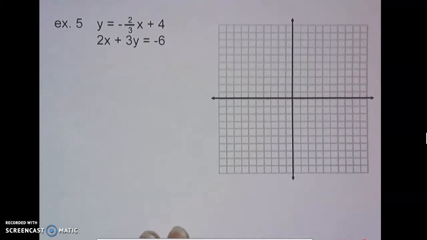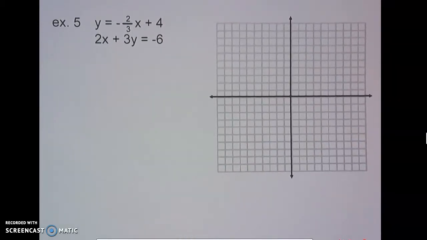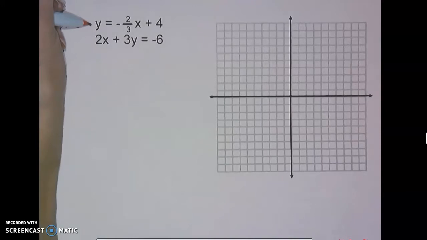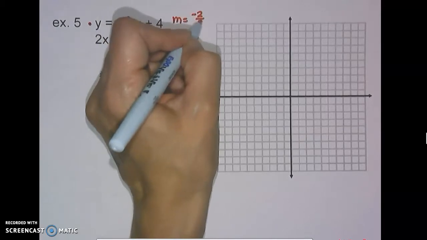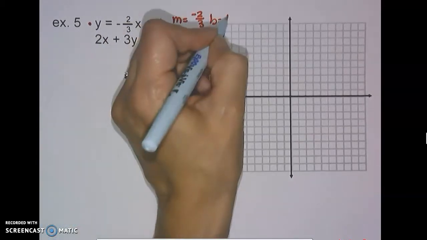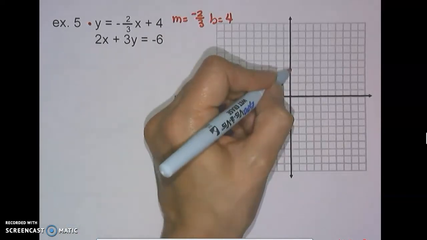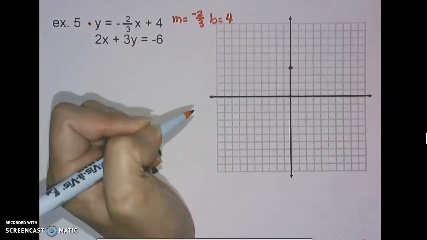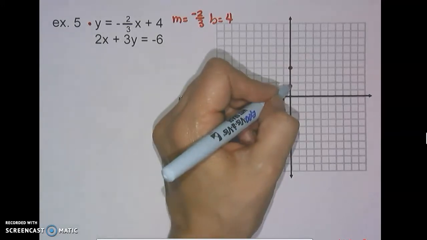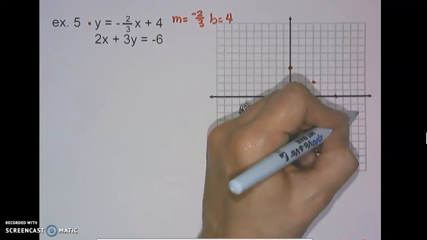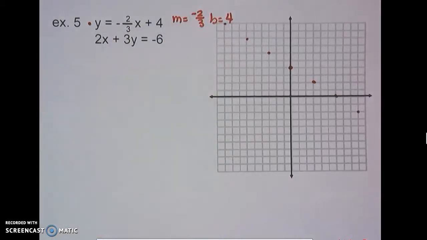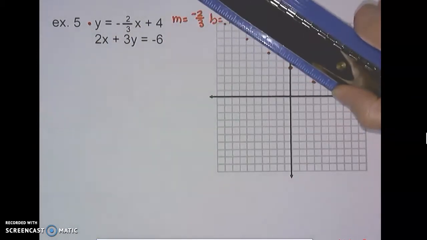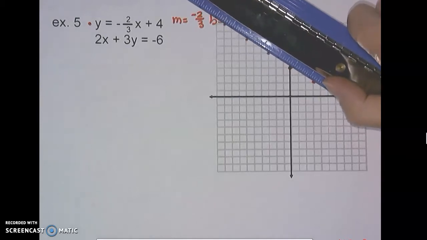Okay, here on this one we have y equals negative 2/3 x plus 4 and 2x plus 3y equals negative 6. The first equation in this case is ready to go. You can say m equals negative 2/3 and b equals a positive 4. We're going to begin with b. We're going to plot that y-intercept up at positive 4, and then our slope tells us that we're going to go down 2 and right 3. I'm going to keep doing that, plotting my points as I go, making as many as possible. And then we're going to bring in our ruler here and connect the dots.